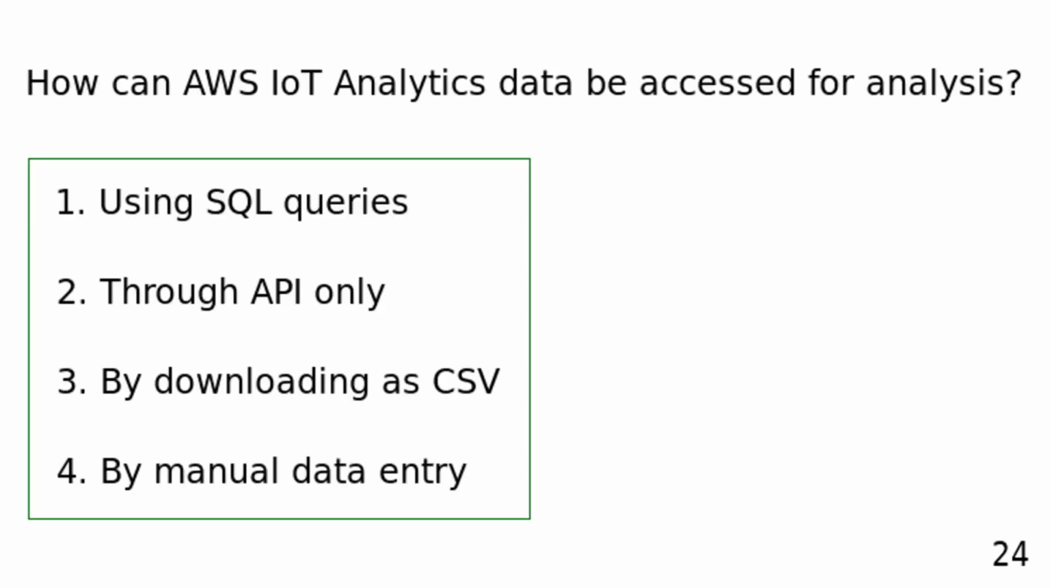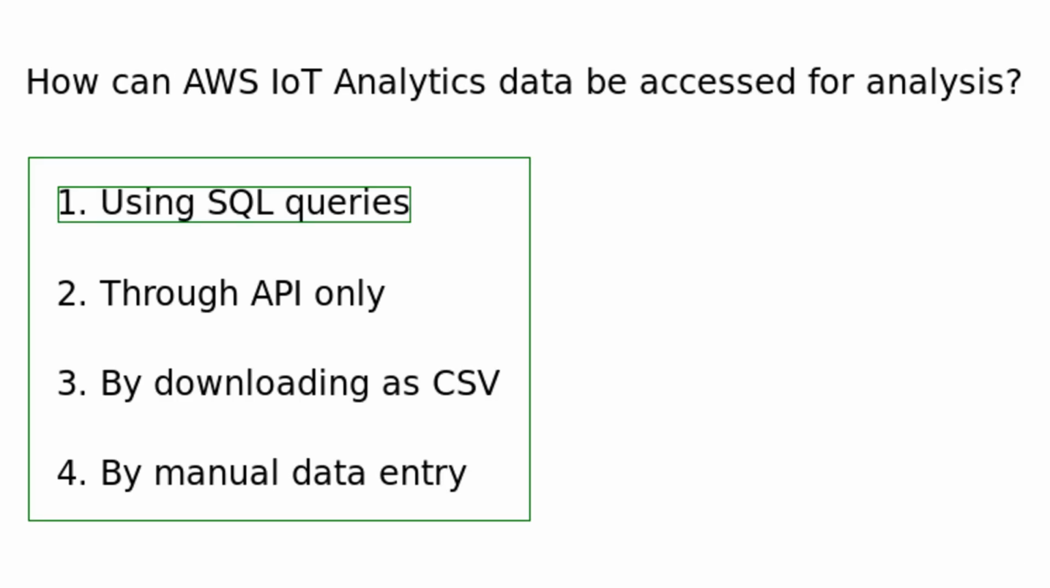How can AWS IoT Analytics data be accessed for analysis? Using SQL queries. Through API only. By downloading as CSV. By manual data entry. Data in AWS IoT Analytics can be accessed for analysis using SQL queries.